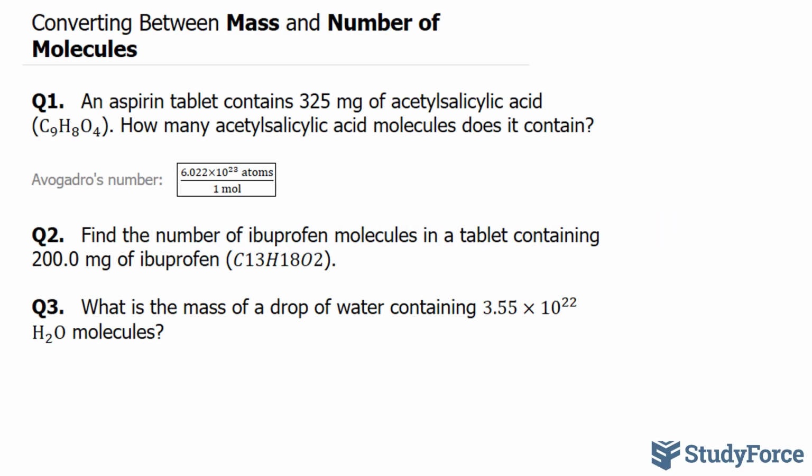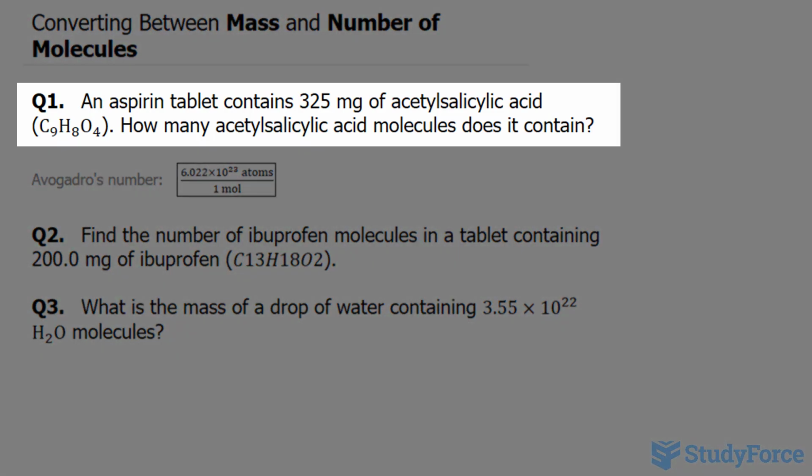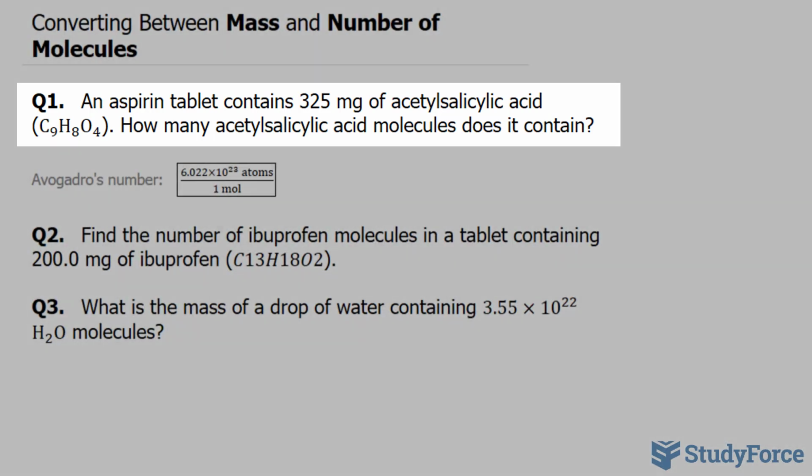In this lesson, I'll show you 3 examples on how to convert between mass and the number of molecules. In question 1 they ask, an aspirin tablet contains 325 milligrams of acetylsalicylic acid, which has the chemical formula C9H8O4. How many acetylsalicylic acid molecules does it contain?